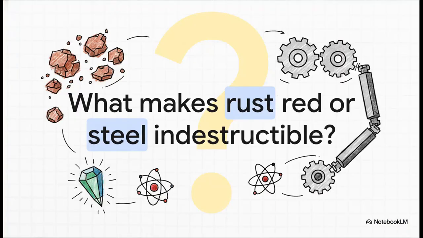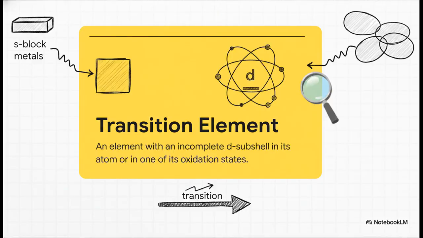To really grasp the importance of what we're looking at today, we have to start by asking a simple question. Have you ever actually stopped to wonder what makes rust red? Or why gemstones are so vibrant? Or what makes steel virtually indestructible? On the surface, these seem like totally different macroscopic properties, right? But they all trace back to the exact same microscopic family occupying the middle portion of the periodic table, the transition elements.